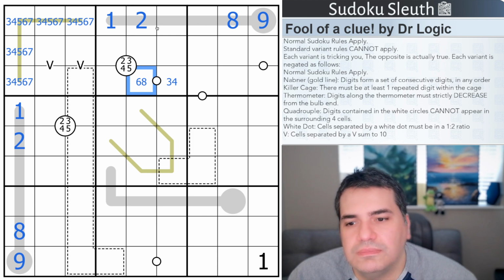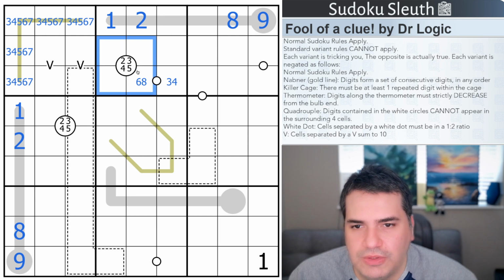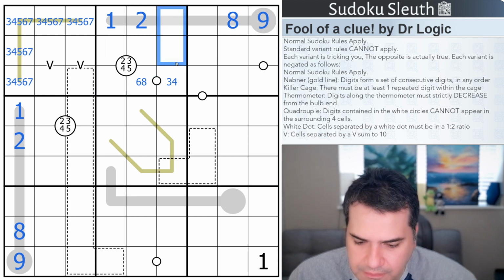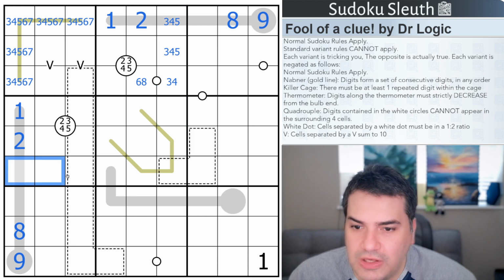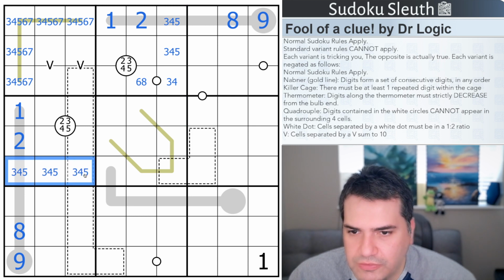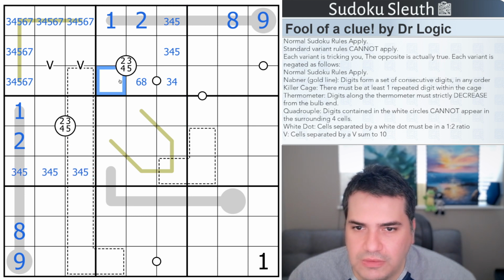In fact, Sleuth, how about the rest of this? Where do 3, 4, 5 go in this box? Well, they're all up here, essentially, because they can't be in these 4 cells. They're not the 1 and 2, 3, 4, 5. Same again in here, 3, 4, 5. And now this is 6, 7, 8, 9. This is 6, 7, 8, 9, except this is on a fool's white Kropke dot.